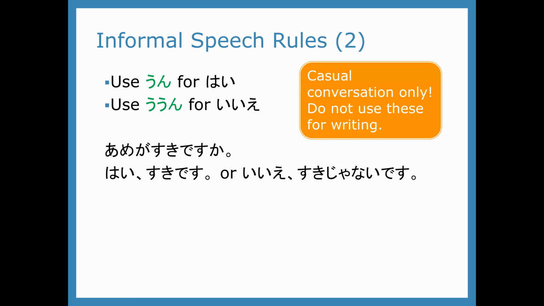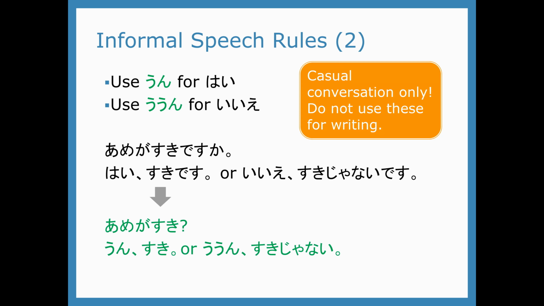So I might ask somebody, 雨が好きですか? はい、好きです. Or いいえ、好きじゃないです. In the regular speech that we have studied up to this point. But if I was speaking in informal speech, I could just say, 雨が好き? And you could answer with, 好き. Or, 好きじゃない. Either way.